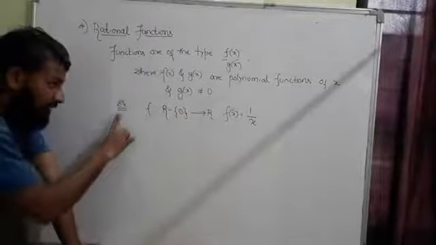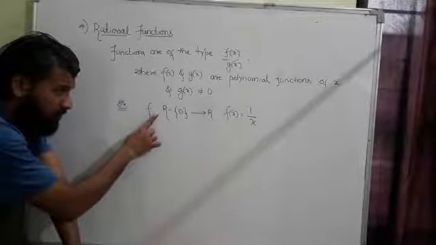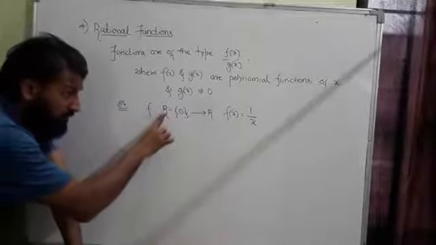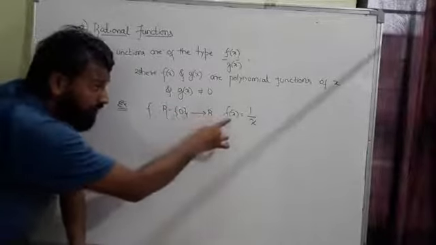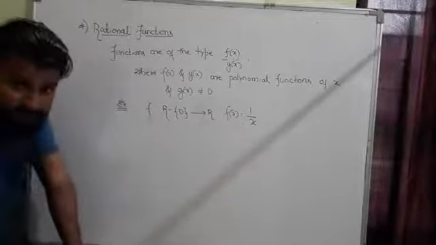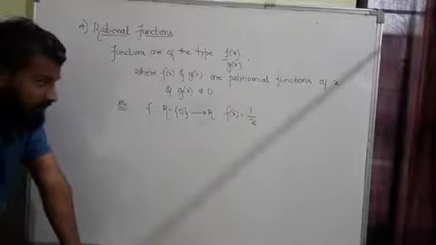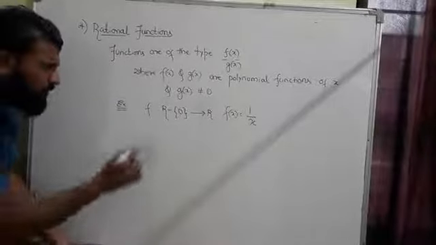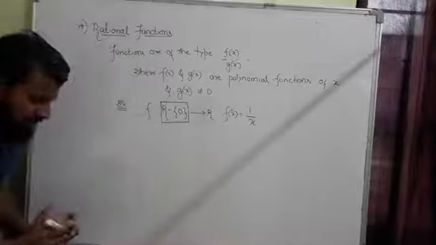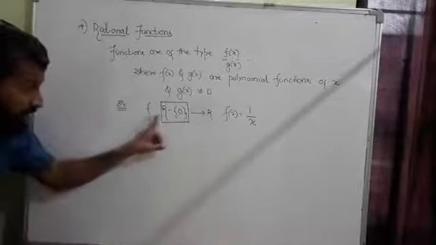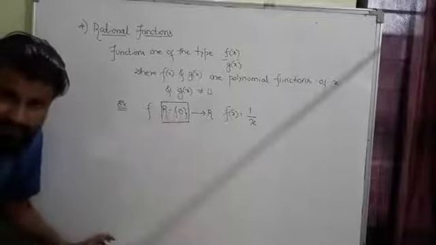So for example, you can take one such function. F is from real numbers minus 0 to real numbers, f of x equal to 1 by x is one such example for rational function. What does this mean? This means in the domain you can take any real number of your choice but don't take 0.